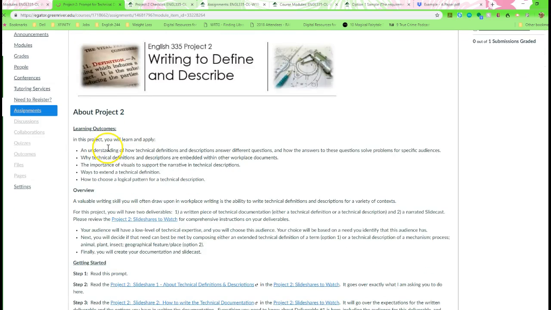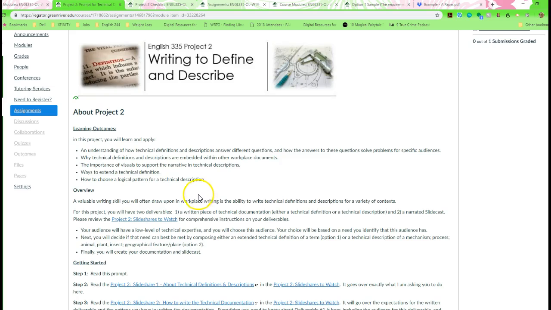Learning outcomes. An understanding of how technical definitions and description answer different questions and how the answers to these questions solve problems for specific audiences. Why technical definitions and descriptions are embedded within other workplace documents. The importance of visuals to support the narrative in technical descriptions. Ways to extend a technical definition and how to choose a logical pattern for a technical description. Sorry, I'm trying to adjust my microphone here, so I'm sorry if you just heard a horrible, horrible sound.